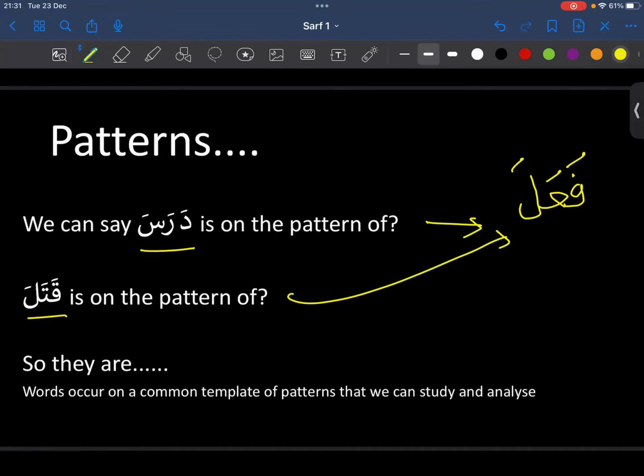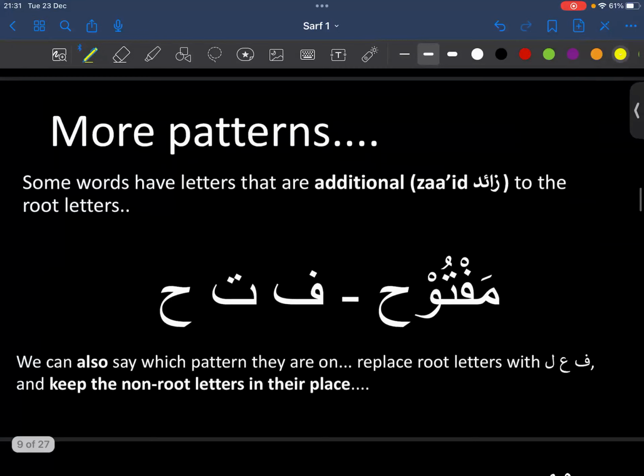So we can create these patterns, study them, analyze them, and look at their significance and what they mean and how they transform the meaning of a word. And this is what the science of Ṣarf tells us. Now, it's not just harakat that are added to the root letters. We can also add additional letters to the root letters. So, for example, if you look at the word maftuh on the right, it means opened.